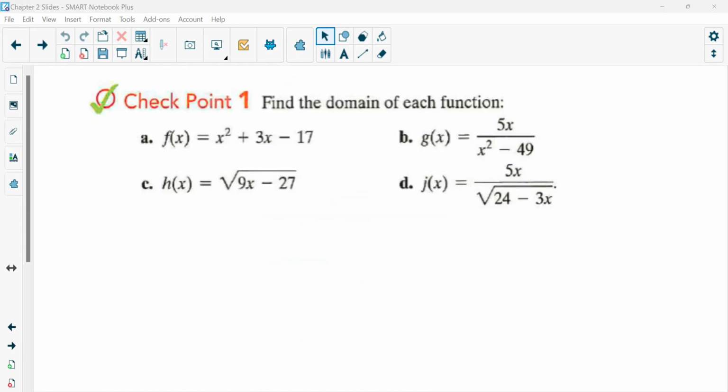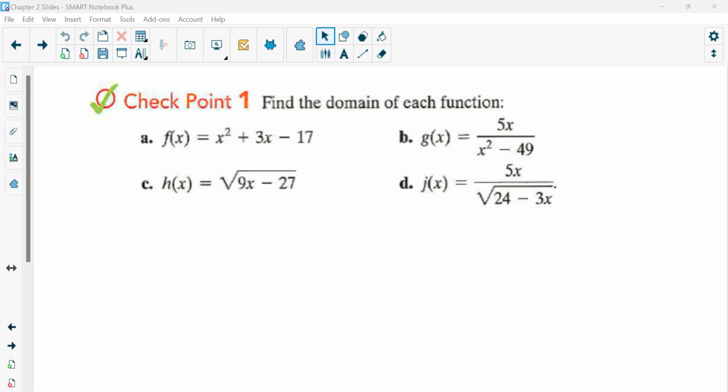All right, so here are some examples that we have, okay? And the directions are saying to find the domain. So for the first one, it just says f of x equals x squared plus 3x minus 17. This is a parabola because it's x squared. So we can do this one of two ways. Knowing that we just finished parent graphs, knowing what x squared looks like. What does x squared look like?